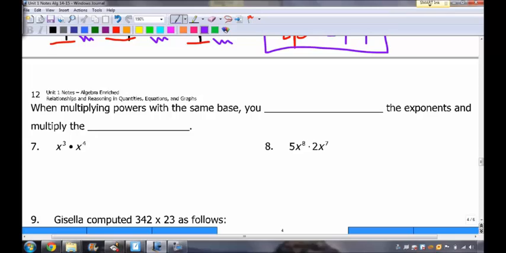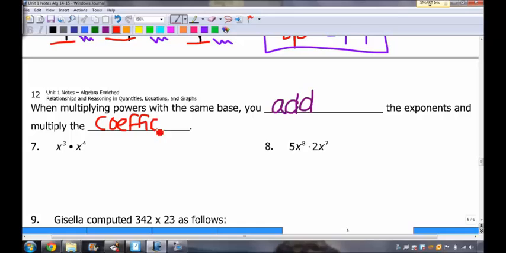Now we're going to talk about what happens when we multiply. So when multiplying powers with the same base, you blank the exponents. Hopefully you know this blank right here, that you should add the exponents, okay? And then multiply the numbers in front of the exponents, which are the coefficients. So after you write this down, I want you to take a minute, try questions 7 and 8, and then come back to me to see how you did.